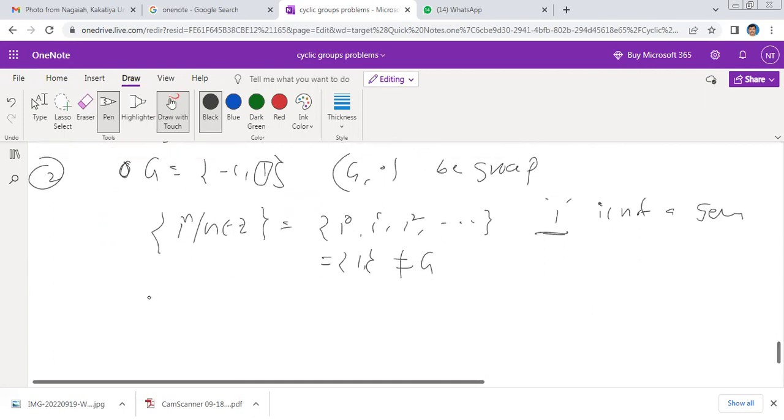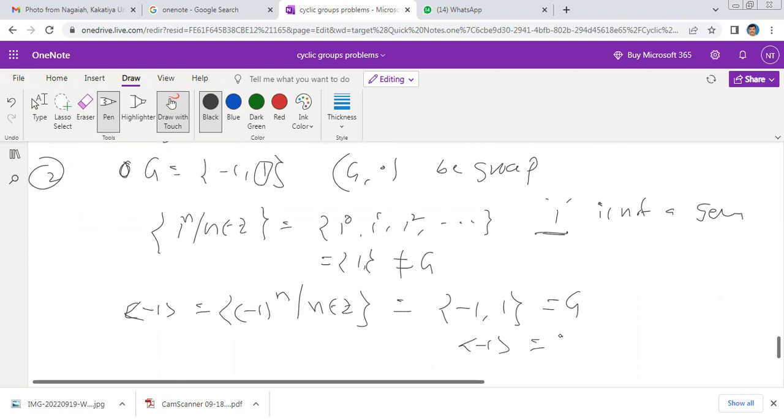Now you check for minus 1. Minus 1 generates, you see, minus 1 to the power n such that n belongs to Z, which alternates between minus 1 and plus 1. This is equal to G. So minus 1 is the generator. Minus 1 generates G.